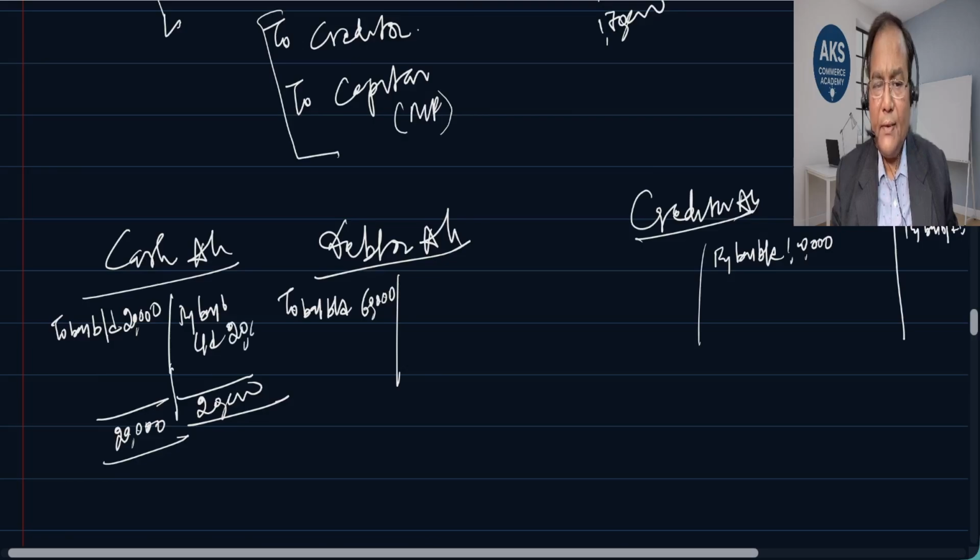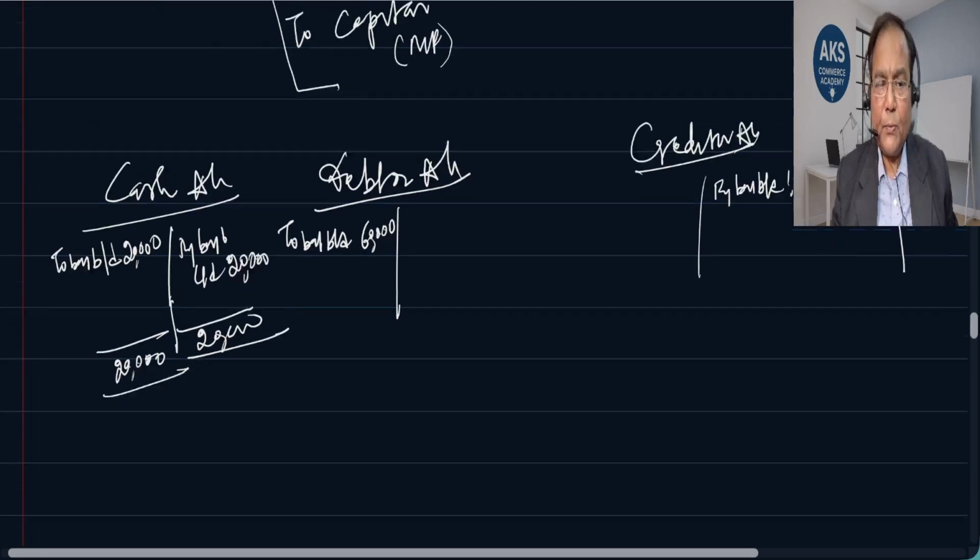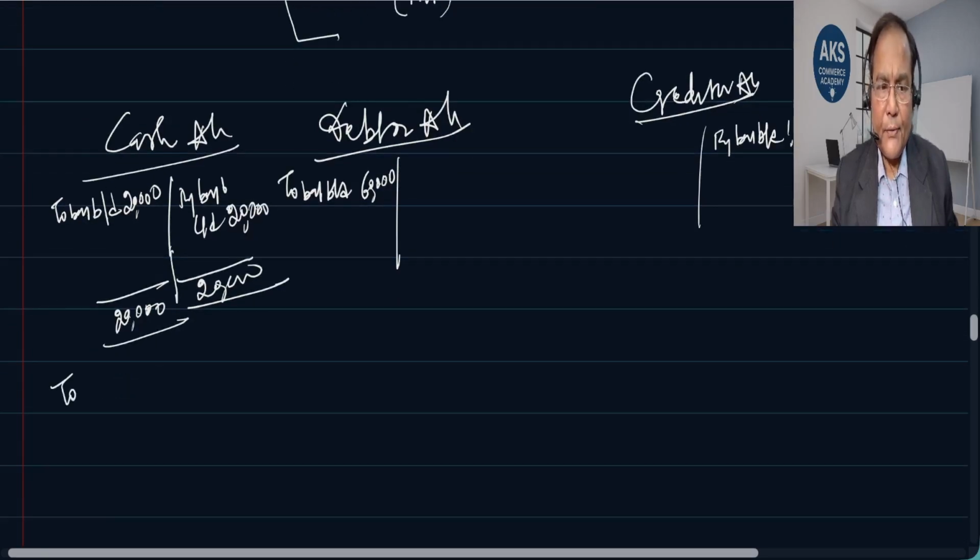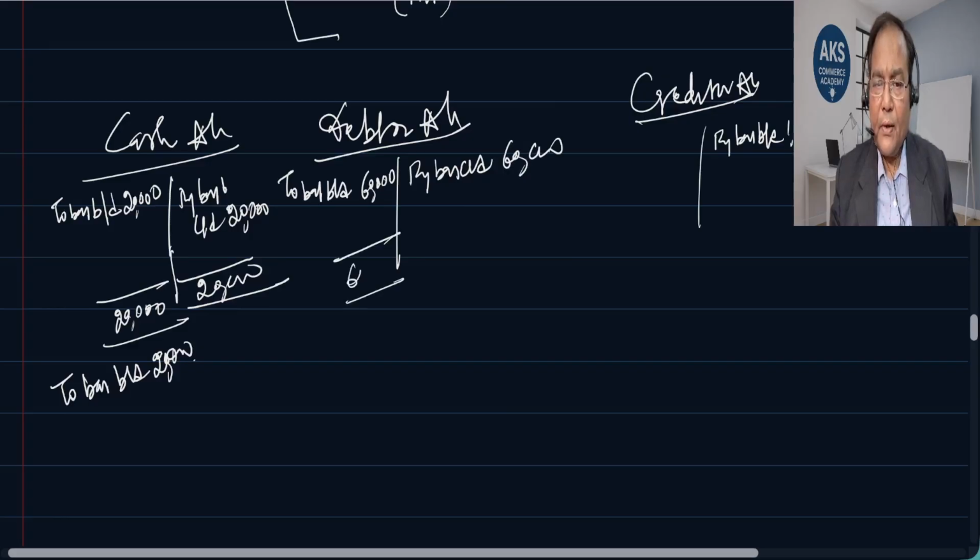20,000. So this balance gets closed, and this is brought down to the next year. So to balance brought down 20,000. Similarly, debtor by balance carried down. How much? 60,000. So this gets balanced. So we have 60,000 here, and this also 60,000. And this is brought down. So to balance brought down, which is 60,000. I hope this is clear.